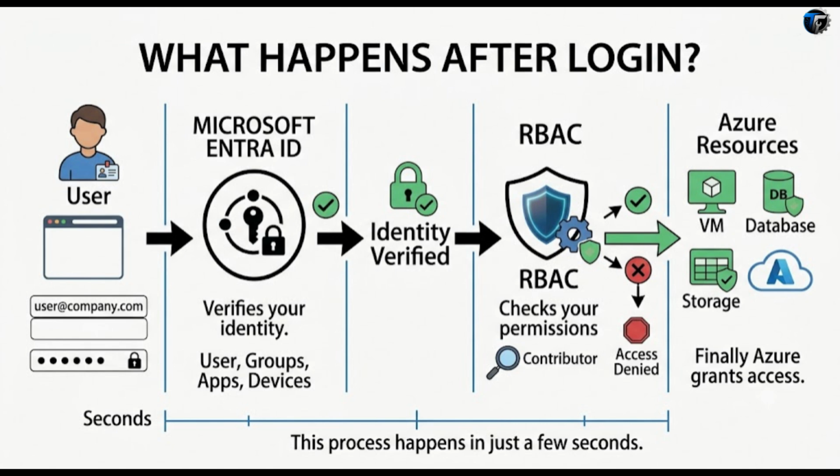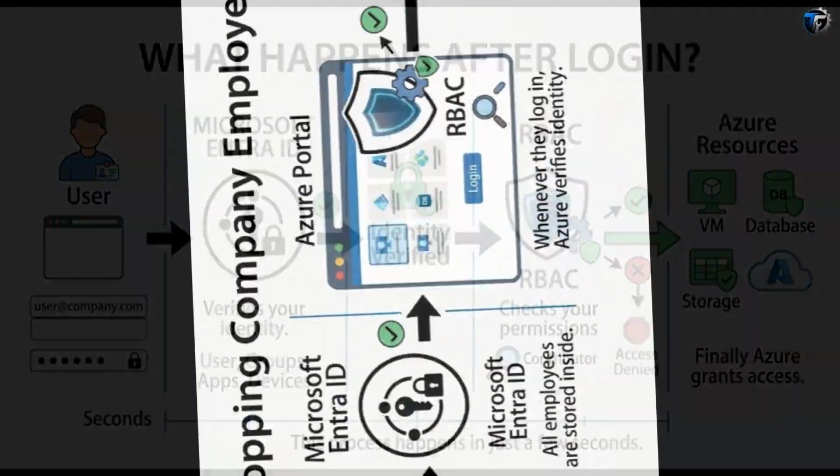You enter your username and password. Microsoft Entra ID verifies your identity. RBAC checks your permissions. Finally, Azure grants access to resources. This process happens in just a few seconds.